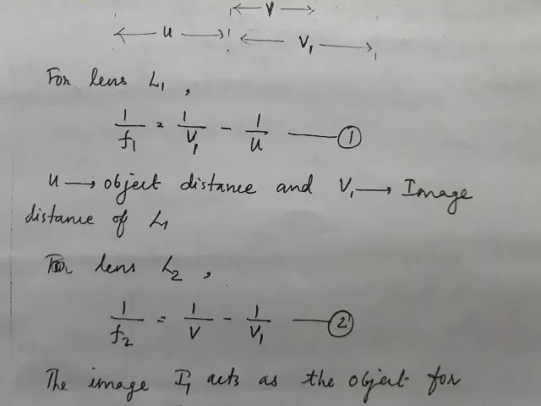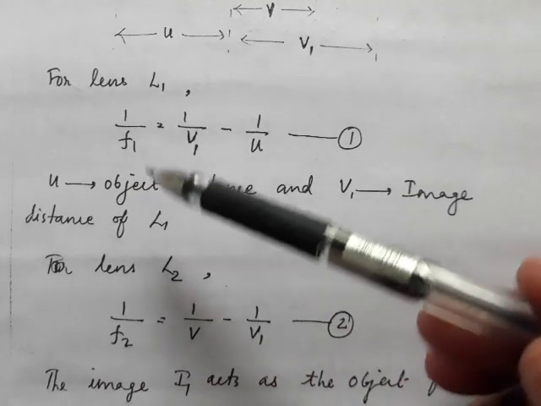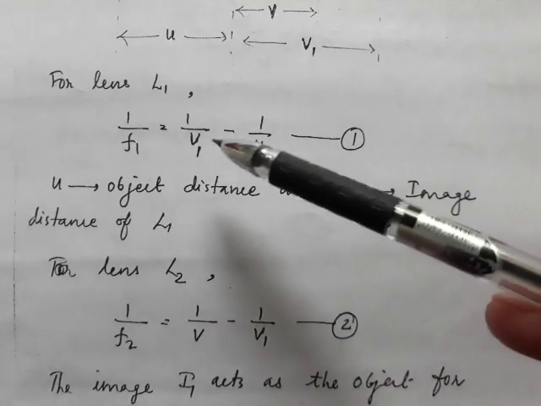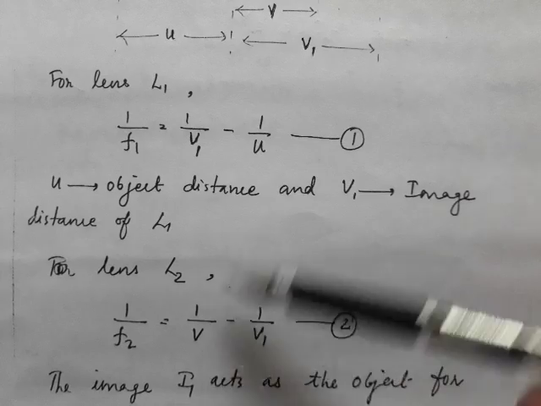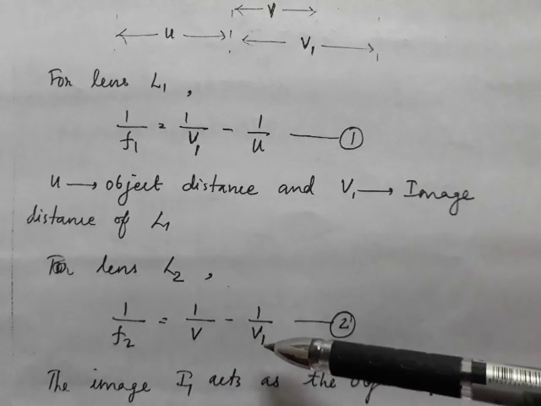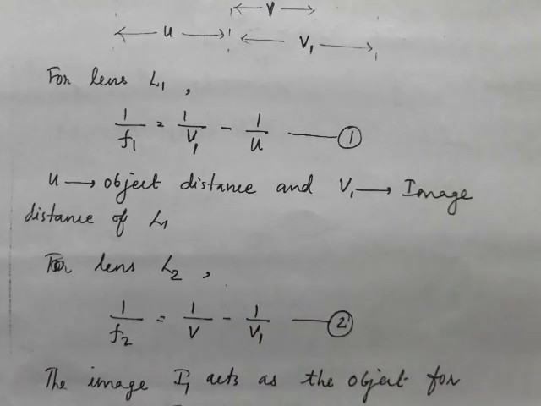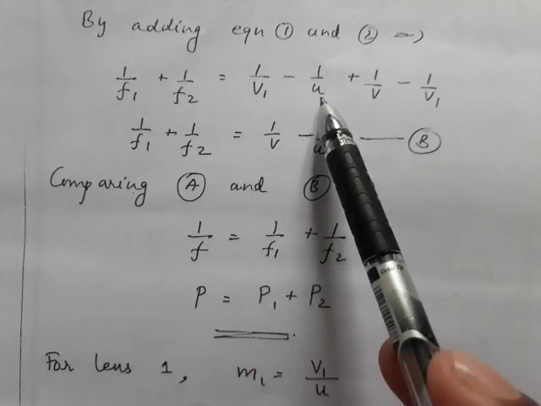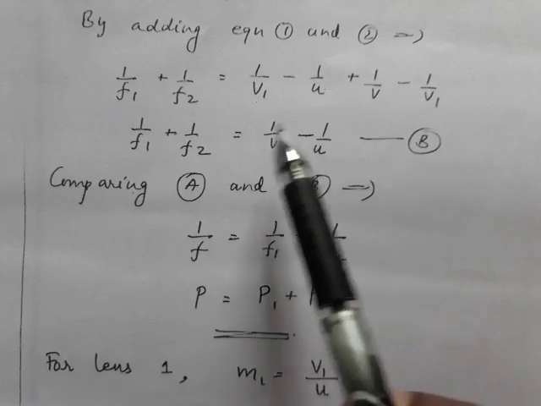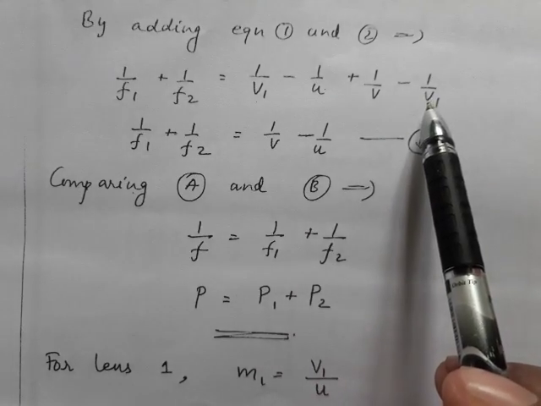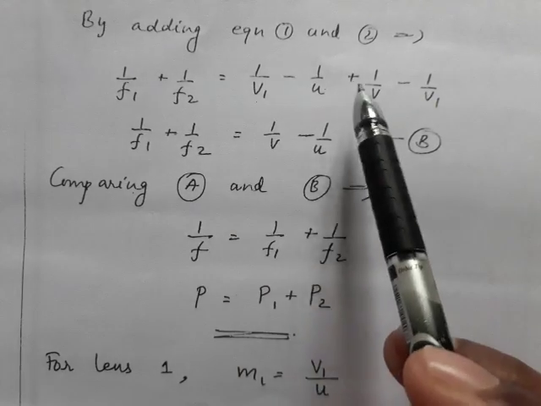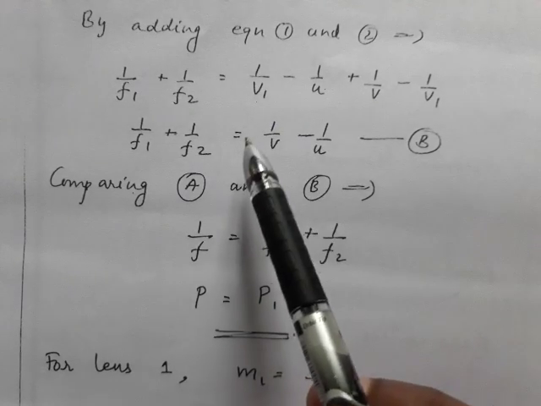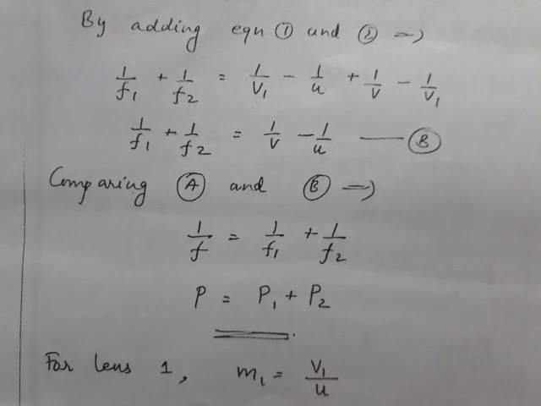add the two equations, equation number 1 and 2, we get 1 by f1 plus 1 by f2. RHS also should be added: 1 by v1 plus 1 by v minus 1 by u minus 1 by v1, all these terms are added. So now we get 1 by f1 plus 1 by f2 is equal to 1 by v1 minus 1 by u plus 1 by v minus 1 by v1. So here minus 1 by v1 and plus 1 by v1 get cancelled. Here is 1 by v and minus 1 by u, that is, 1 by v minus 1 by u is 1 by f1 plus 1 by f2.